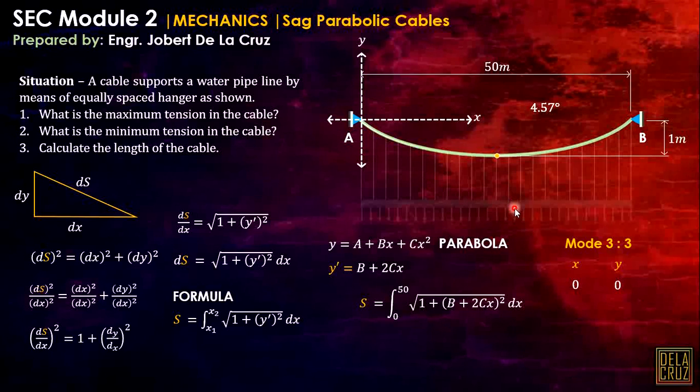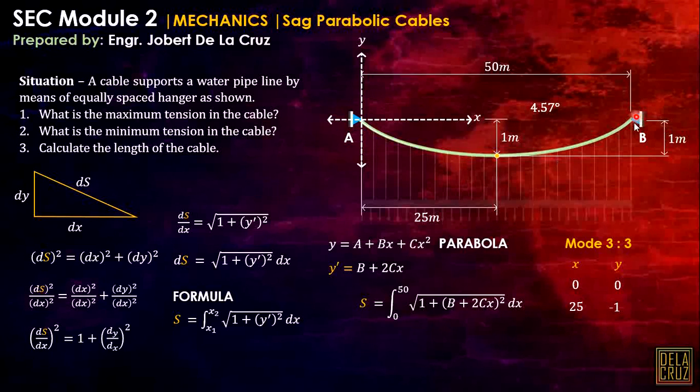Now, we need 3 points in parabola. Okay, mode 3, 3, 3, 3. Yeah, that tatlong points. So, another point is known. Another point known is itong sa center. When x is 25 meters, yung y natin is negative 1. That is below the axis natin. Okay, y is negative 1.